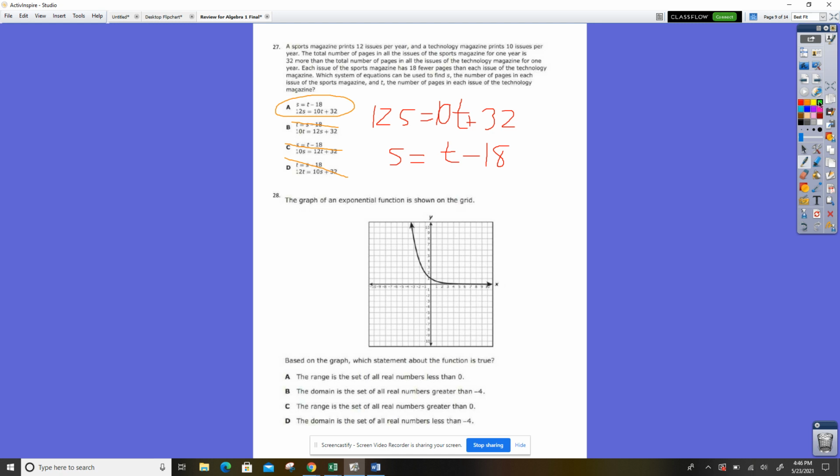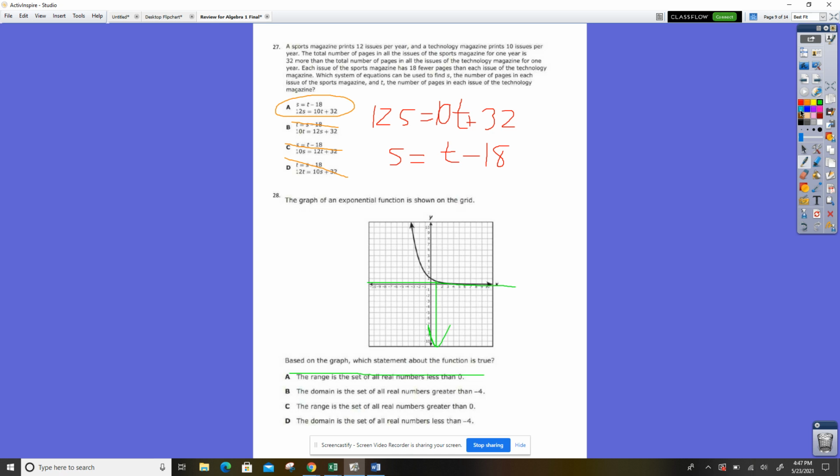Okay. Now, number 28 says the graph of an exponential function is shown on the grid. Based on the graph, which statement about the function is true? A says the range is the set of all real numbers less than 0. So range is y, so this is saying all y values less than 0. As you can see, it never touches anything less than 0, so that's not true.